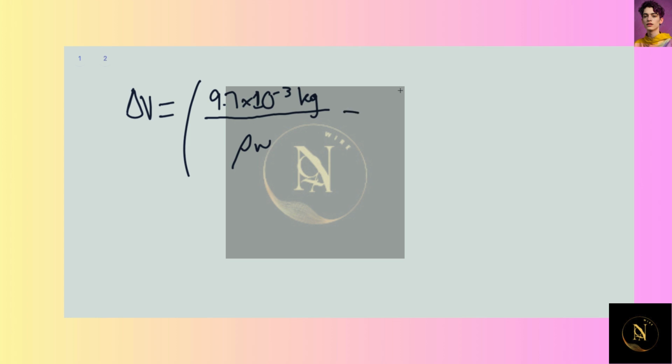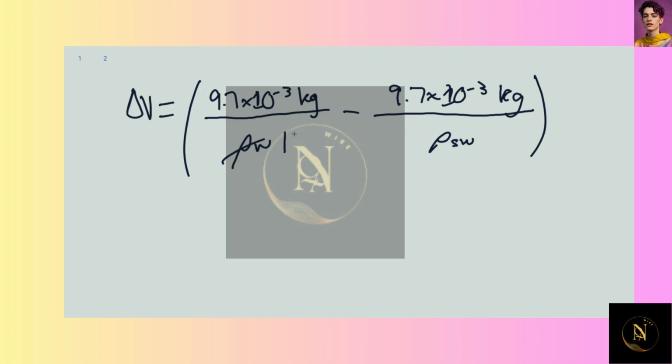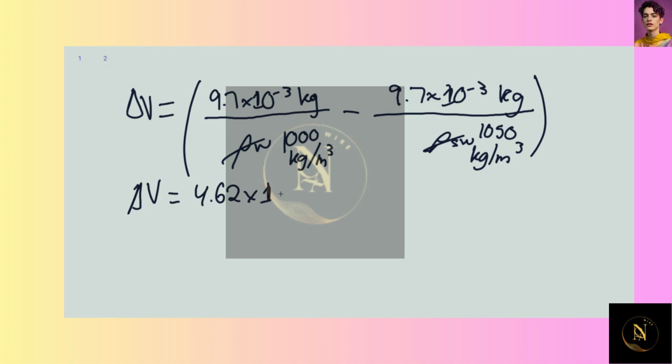And then minus 9.7 times 10 to the negative third kilogram, and then this is going to be divided by the density of salt water. And here we can rewrite this as 1,000 kilograms per meter cubed. And salt water is, of course, going to be 1050 kilograms per meter cubed. And we find that the difference in volume is going to be 4.62 times 10 to the negative seventh meters cubed.